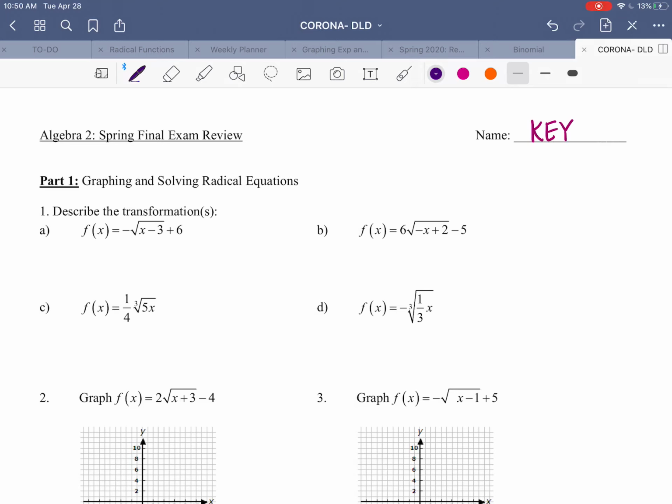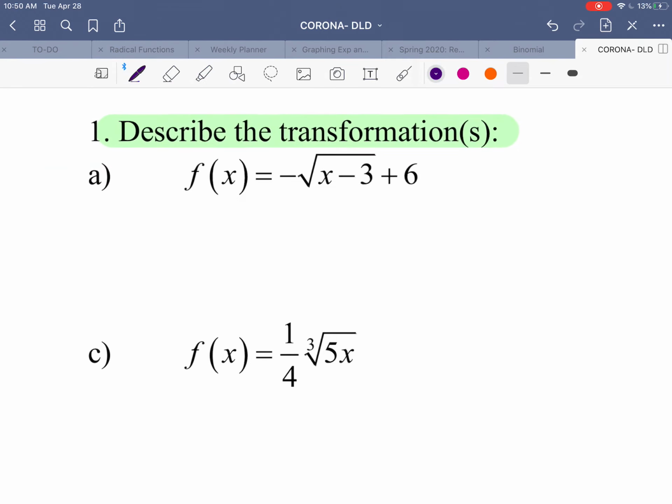All right, y'all. So we are going to start with part 1 of the final exam review, and part 1 is graphing and solving radicals. So the very first question asks us to describe all the transformations for these 4 equations. So starting with A, I'm going to highlight as I go.